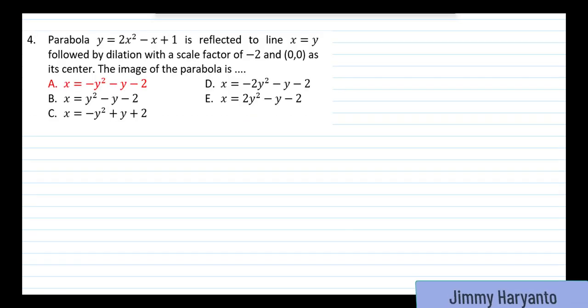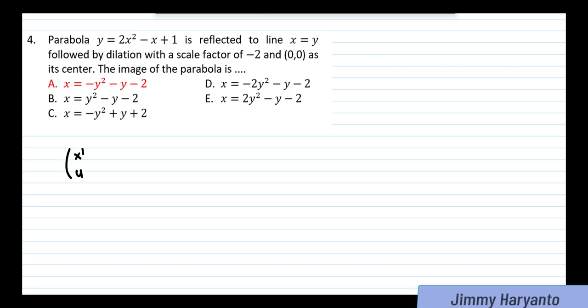And then the next one is number 4. The parabola y equals 2x squared minus x plus 1 is reflected in the line and then followed by dilation. We have two transformations right here. That means we can use the composition.